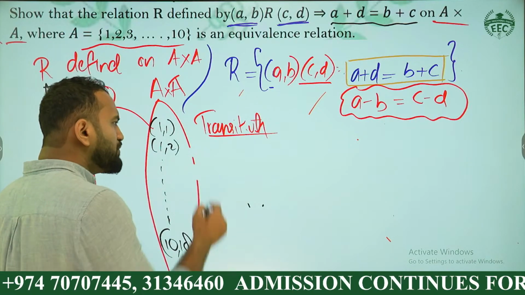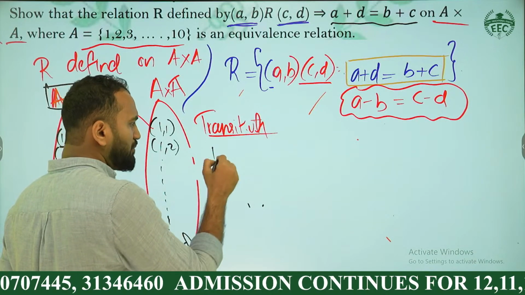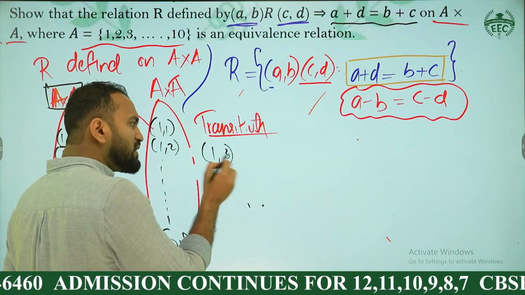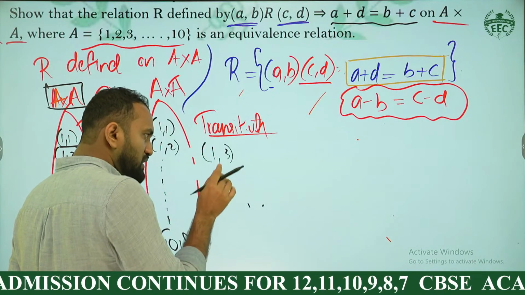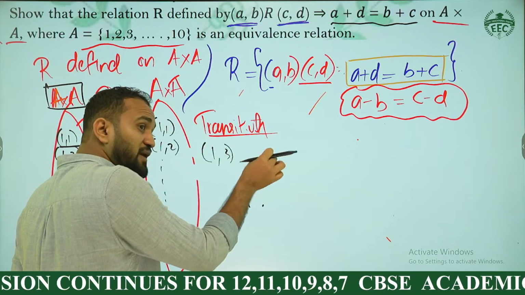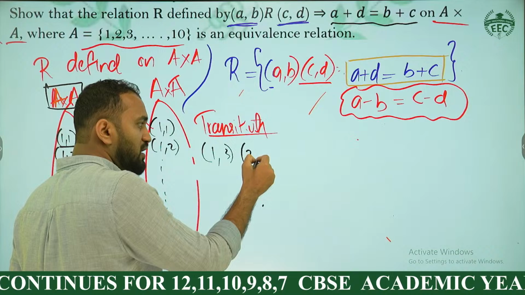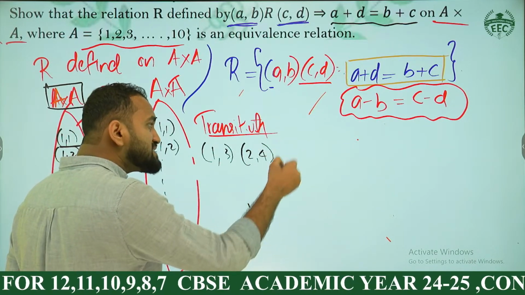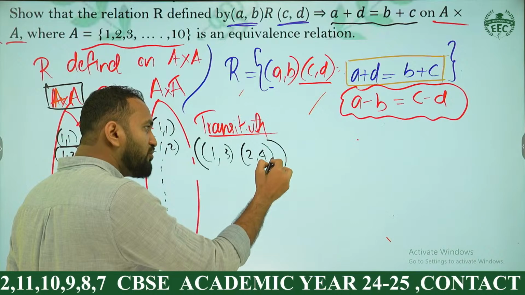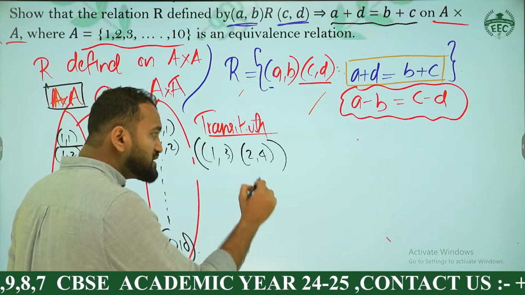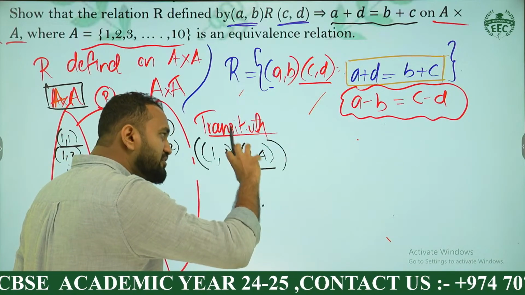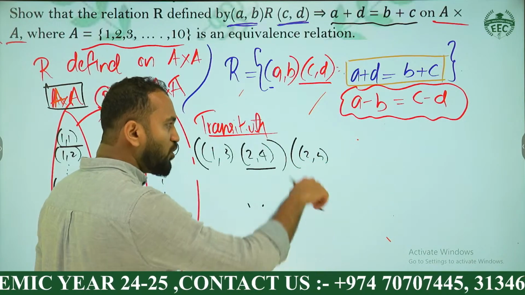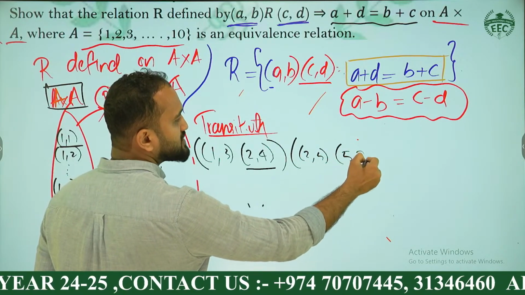People, here you found that an element 1 comma 3 is related to some element. Tell me what is the difference of 1 and 3? Minus 2. So tell me a pair whose difference is minus 2. What is that? 2 comma 4. Yes or no? So I found that this guy is an element of relation R. Now you have to tell me another element which is starting from this 2 comma 4. 2 comma 4 and 5 comma 7.